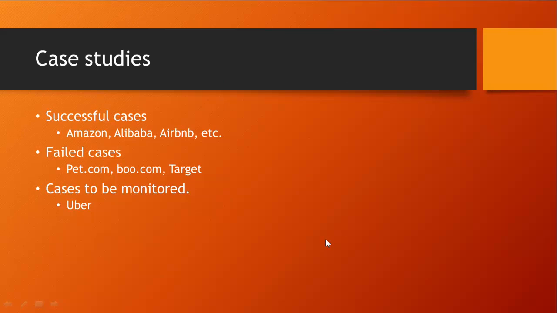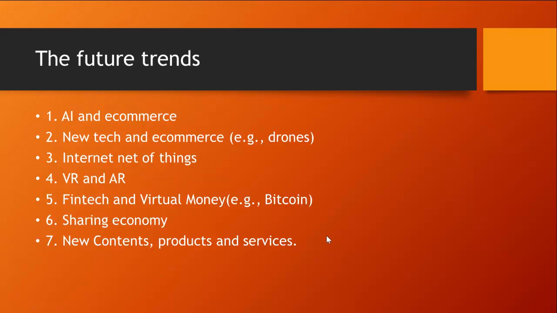In addition to case studies, we will also discuss the future trends for e-commerce. For example, everyone is talking about AI, artificial intelligence. What are its implications for e-commerce? And what are the possible new and emerging technologies that have impacts on e-commerce? For example, drones. Amazon uses drones to deliver their products. And what are possible other technologies that can influence e-commerce? And what about the Internet of Things and the popular VR or AR, augmented reality?